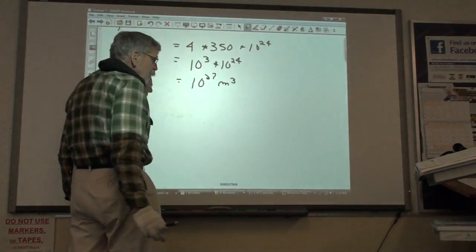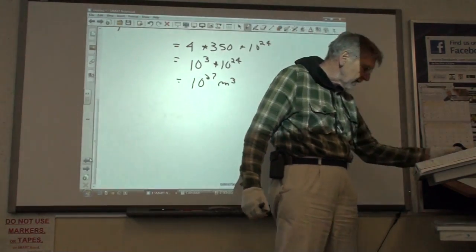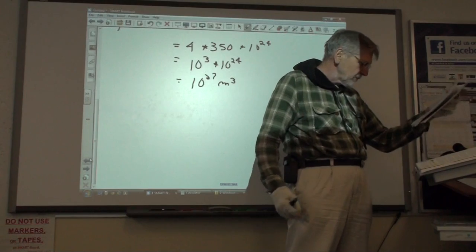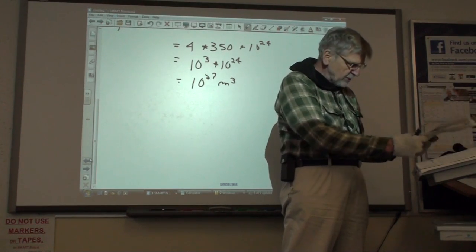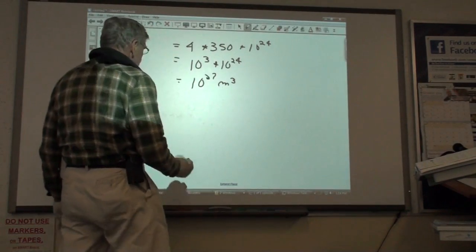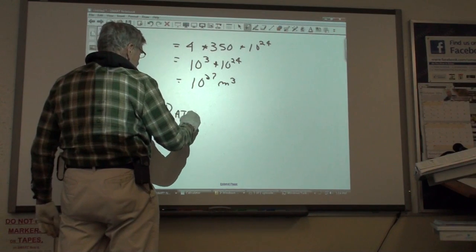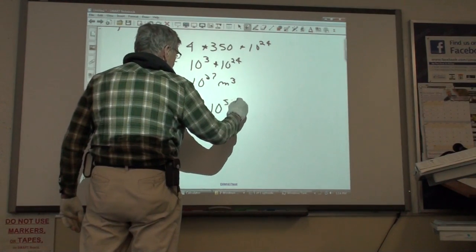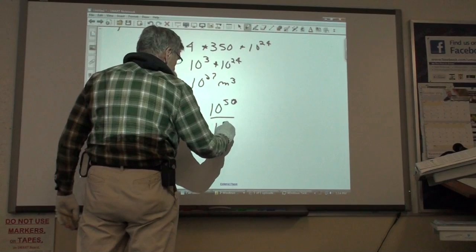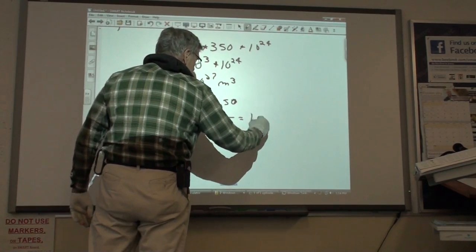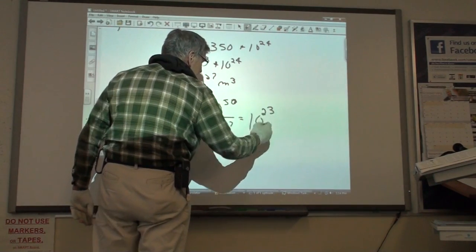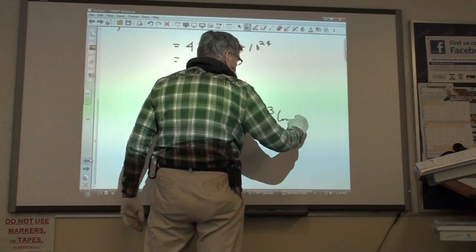Now they want the ratio of the cloud that we have in question to the sun, so the ratio is going to be 10 to the 50 over 10 to the 27th, which means the cloud is 10 to the 23rd times bigger.